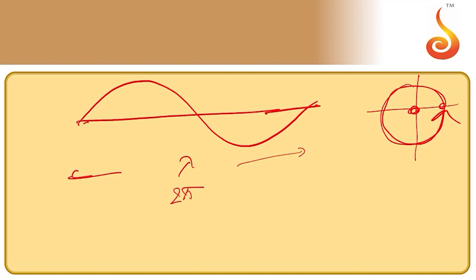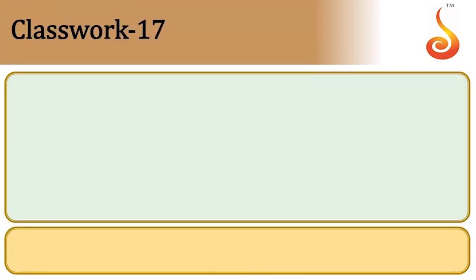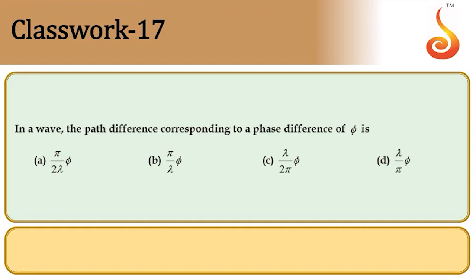Thus, how are they related? If I consider any two positions having a path difference of delta x, assume that the phase difference between those two is delta phi. So lambda corresponds to 2 pi, delta x corresponds to delta phi. So we can relate them. Delta x is equal to lambda by 2 pi into delta phi. C is our correct choice.